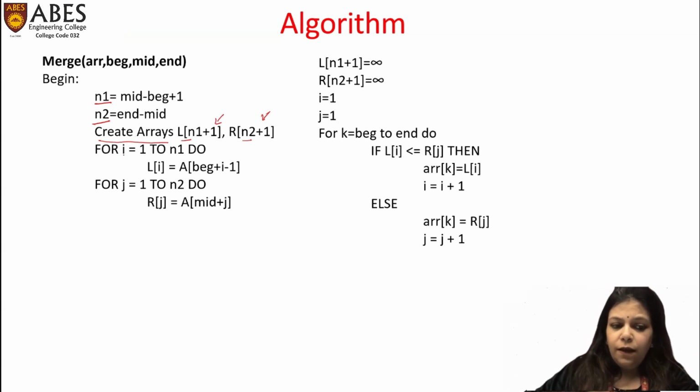Now we have to copy the content from the original array to these left and right arrays. For this, we have taken two loops, where in the first loop, I is starting from 1 till n1, and we are storing in L of I the values of ARR of beginning plus I minus 1. And similarly, for j equals 1 to n2, we are storing the value of ARR of mid plus j.